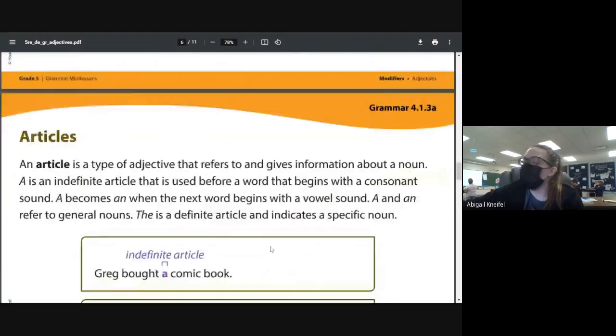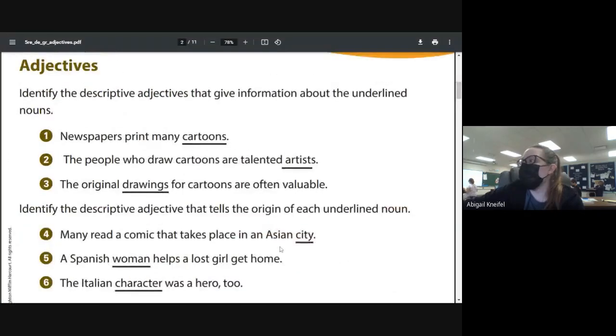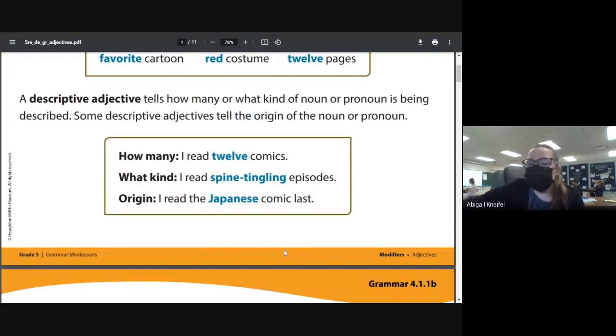Yesterday we talked about adjectives and linking verbs. Remember, adjectives are descriptive words, and of course we know that. What we talked about more in depth is how things are described. There are descriptive words that say how many, words that say what kind, and words that say origin, like where it's from.